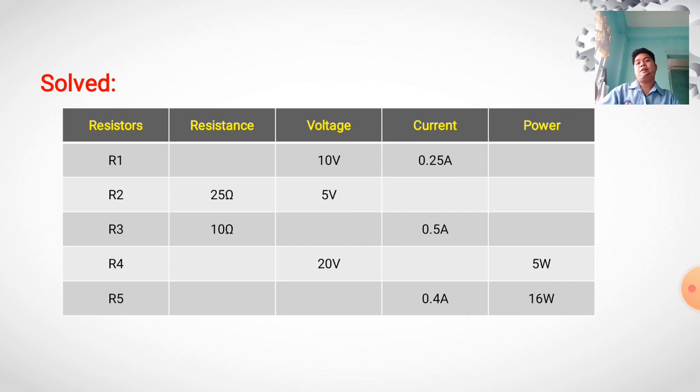And we have this table. You need to find the missing values, or complete the missing fields. So we have resistors, resistance, voltage, current, and power. In some rows, voltage and current are given, so you need to find the resistance and power. And if the resistance and voltage are given, you need to find current and power. So this is our exercise for today.